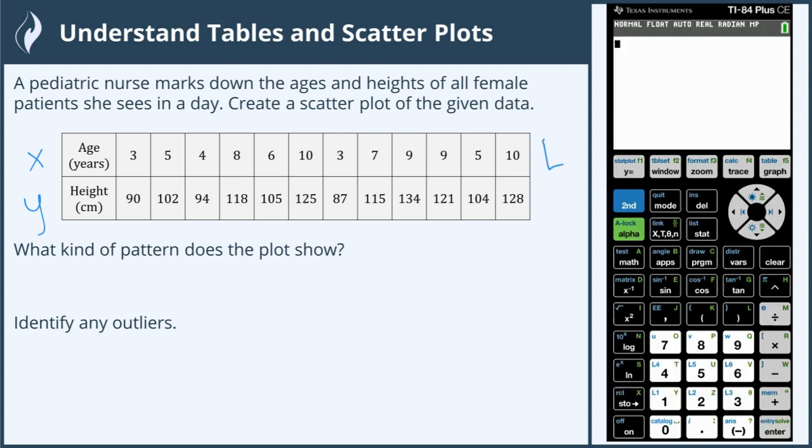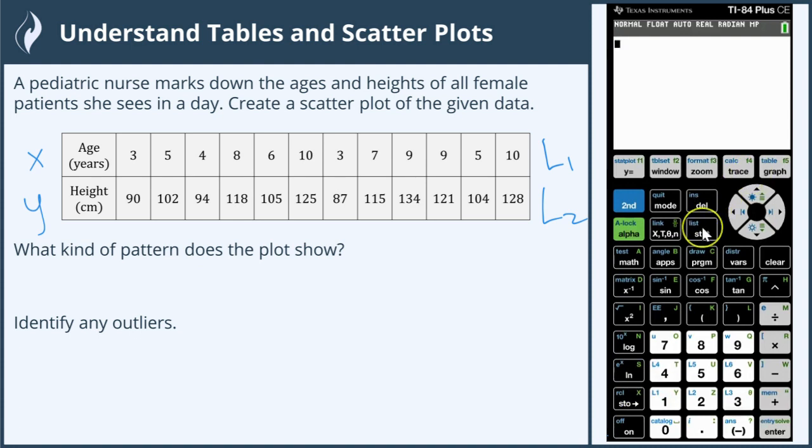And then we have L1 and L2. So I'm going to put my independent stuff, my x's, in L1, and my dependent stuff, my y's, in L2. And in order to input data into our calculator, hopefully we remember.